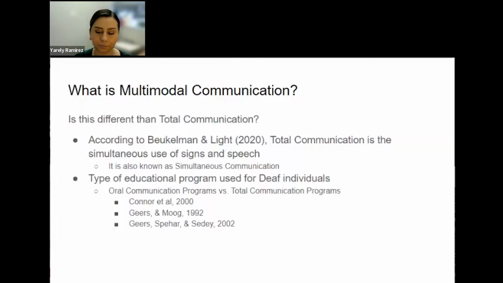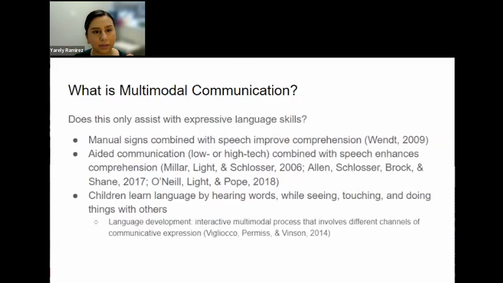Will multimodal communication just assist expressive language skills? Not per se. A lot of research has shown that multimodal communication, or using several modes, will increase receptive language. Whenever you combine sign language with spoken speech, comprehension increases. Same with using other light or high-tech devices. It enhances the message so the kid, or the adult, can understand what is being said.